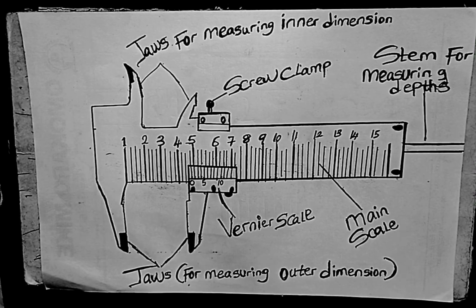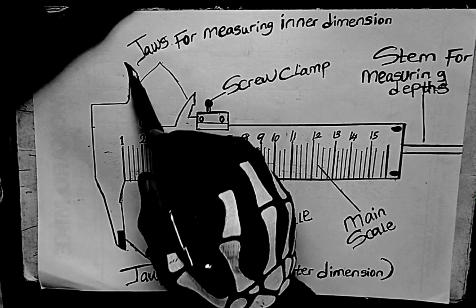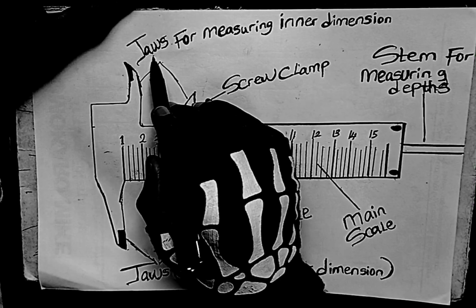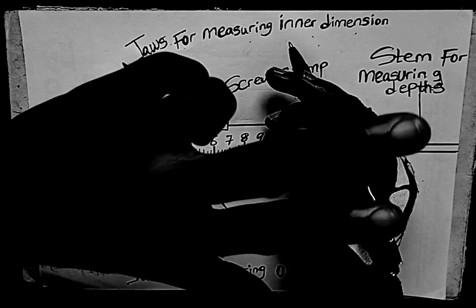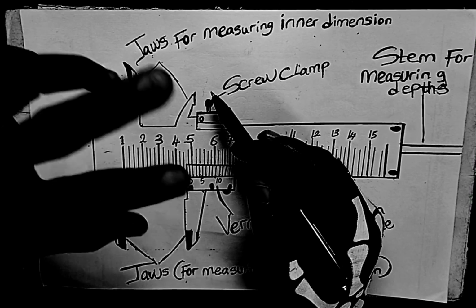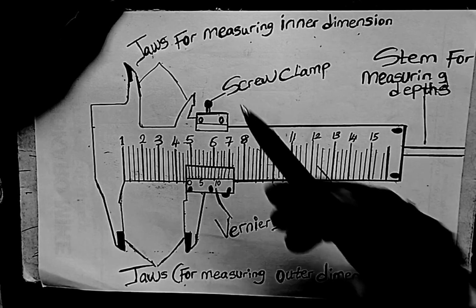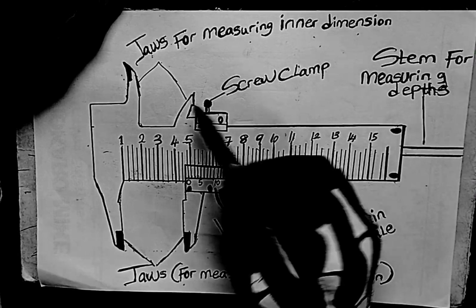All right, so let's understand the parts of a Vernier caliper. We have the jaw. Like I told you, the one up is where you measure inner dimension. Can you see? This is the jaw for measuring inner dimension. You are going to put it inside the diameter, and you use this screw clamp to adjust it until it fits tightly to the inner diameter of the object that you are attempting to measure. So you use this screw clamp to adjust the jaws.